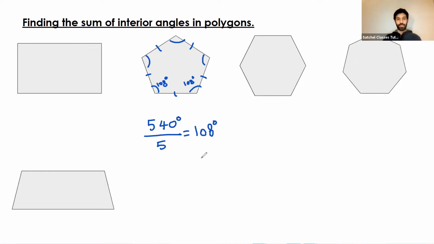So each angle is going to be equal to 108 degrees. Now, likewise here, what we have is a 6-sided shape, and we said the sum of angles in a hexagon is going to be 720 degrees.